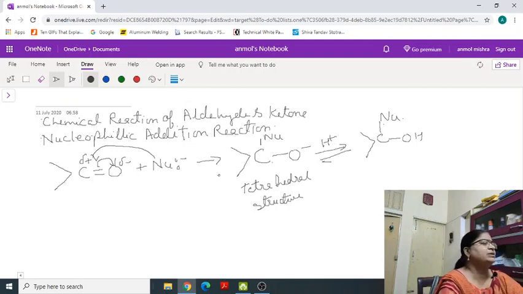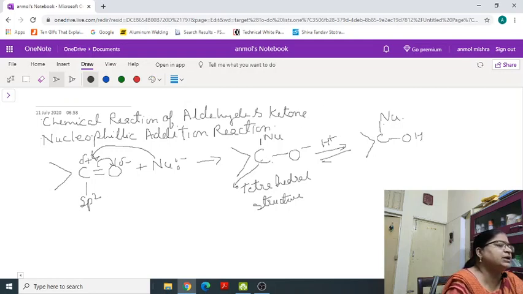Once again I will explain. The bond in the carbonyl group is polar in nature. It attracts the shared pair electrons, so it acquires partial negative and partial positive charge. The nucleophile attacks the electrophilic carbon center perpendicular to it. As a result, this sp2 hybridized carbon gets converted into sp3 hybridized carbon, and this addition product accepts proton. It forms the compound.